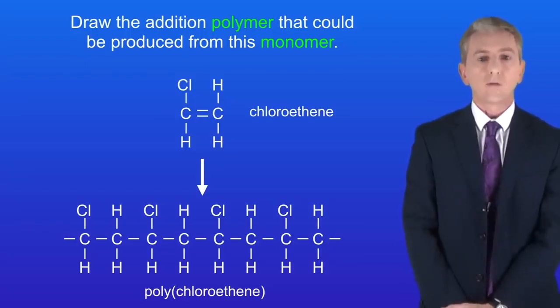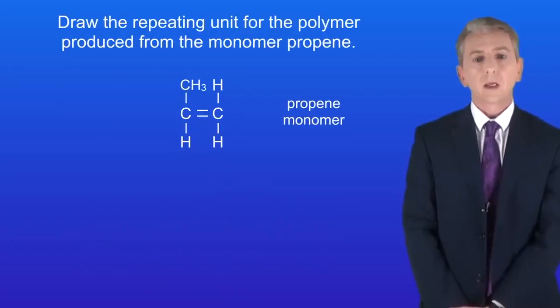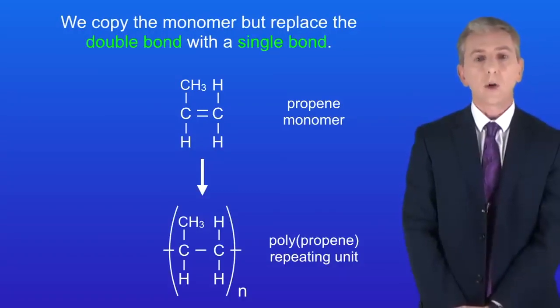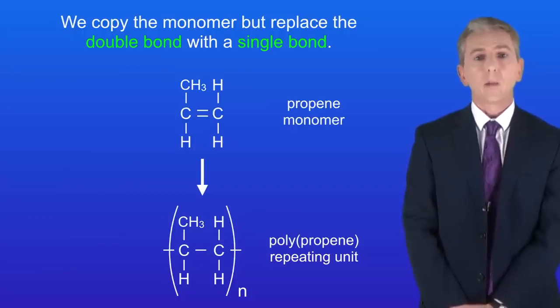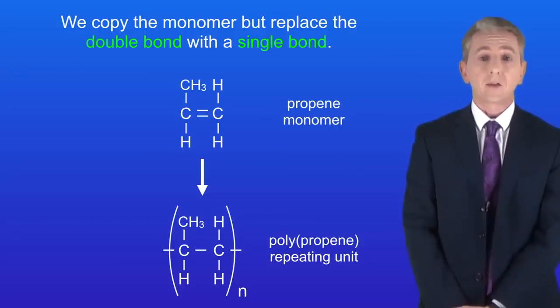Now you could be asked to draw the repeating unit for an addition polymer given the structure of the monomer. Here's a question for you to try. I'd like you to draw the repeating unit for the polymer produced from the monomer propene. So pause the video and try this yourself. Okay, so in this case we copy the monomer but replace the double bond with a single bond. And remember to draw bonds on either side of the carbon atoms, brackets around the whole thing, and write n on the right hand side like this. And in this case the polymer is called polypropene.